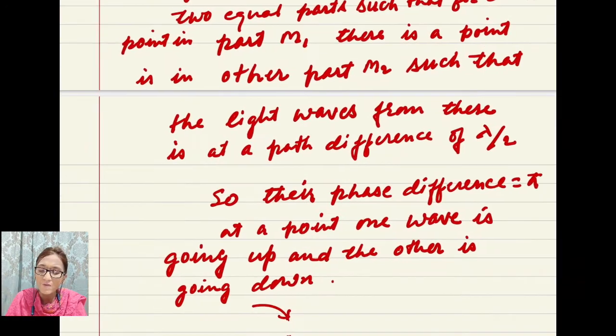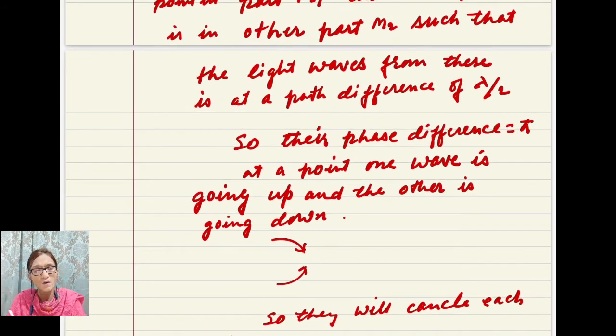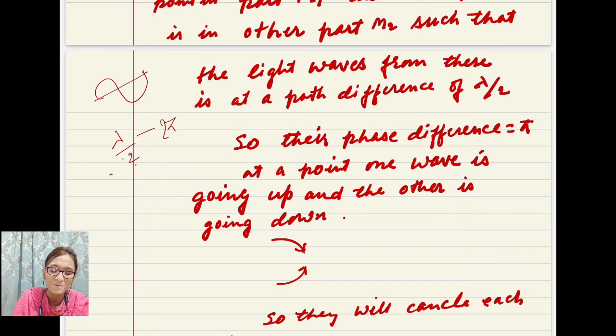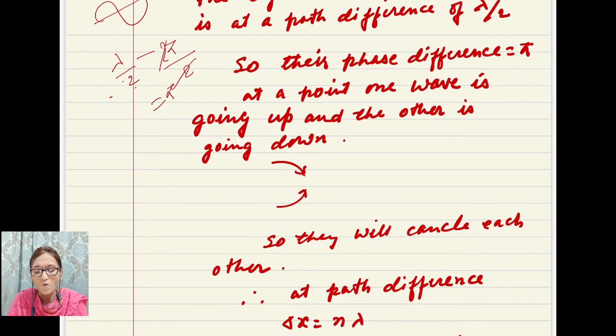So if the path difference is lambda by 2, then you will find the phase difference. You know that for lambda path difference, phase difference is 2 pi because it is a complete cycle. So pi plus pi, 2 pi. So for a path difference of lambda by 2, phase difference is only pi. Pi means 2 waves are coming, one going downward, one coming upward, they are opposite in phase, so they will cancel each other.